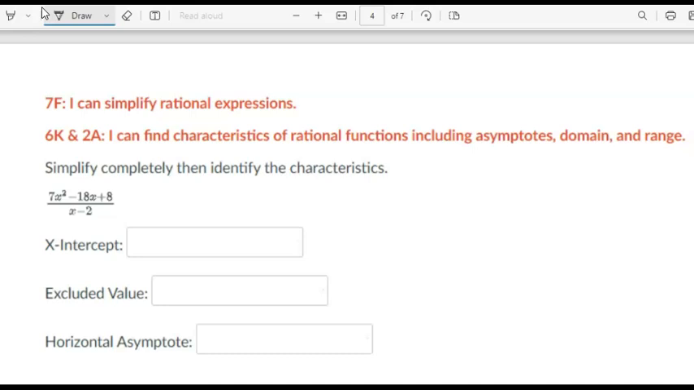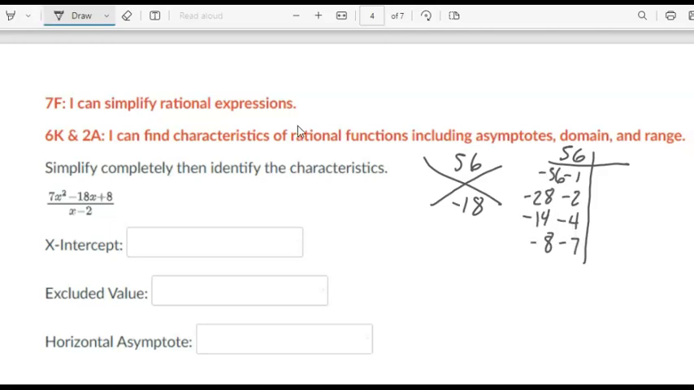Let's factor the top. 7 times 8 is 56. The bottom number is -18. We will find two numbers that multiply to 56 and add to -18. So we know both numbers have to be negative. Let's list out the factors of 56. So it looks like -14 and -4 will work here.